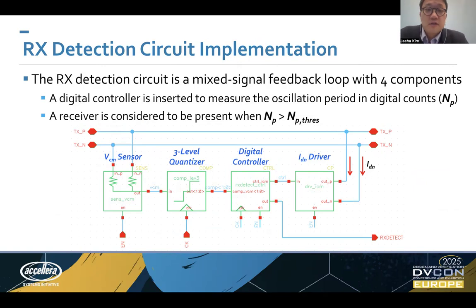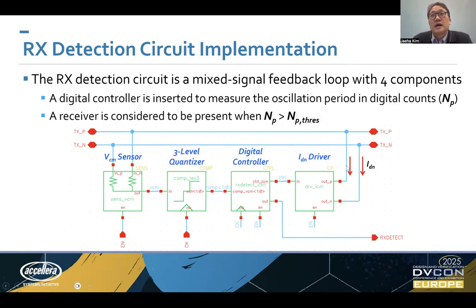So here's the way of implementing this circuit into some mixed signal feedback loop. The mixed signal feedback loop has four components: the common mode voltage sensor, three-level quantizer, digital controller, and a pull-down current driver. First, the common mode voltage sensor, the VCM sensor, measures the common mode of the two transmitter output voltages. And the three-level quantizer will compare that voltage against the two references, VREF-H and VREF-L, to produce a 2-bit quantized output. Now, the digital controller will either turn on or turn off the pull-down current depending on the value of that 2-bit quantized output.